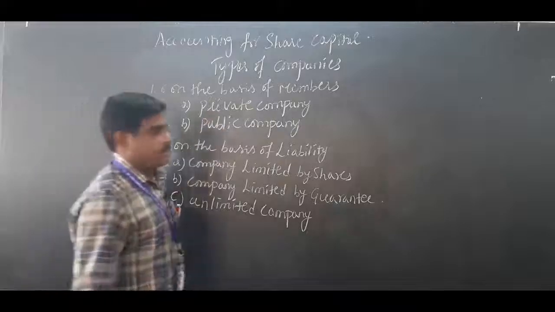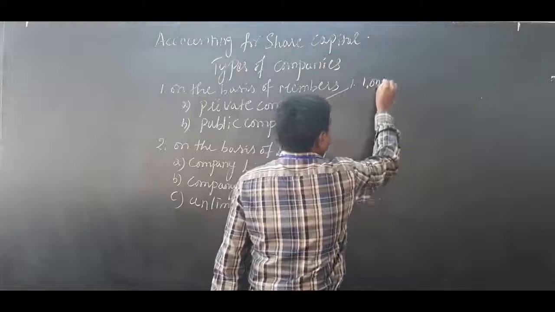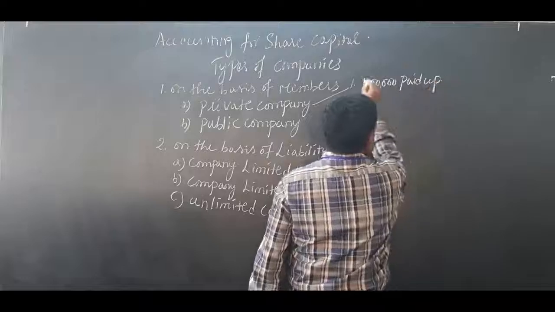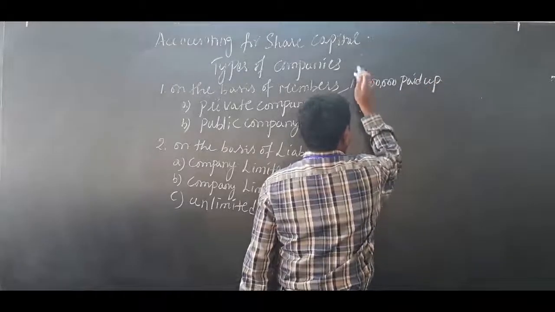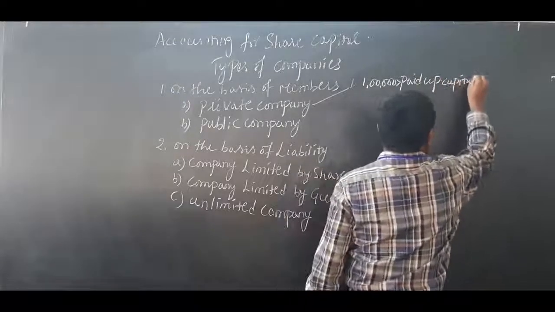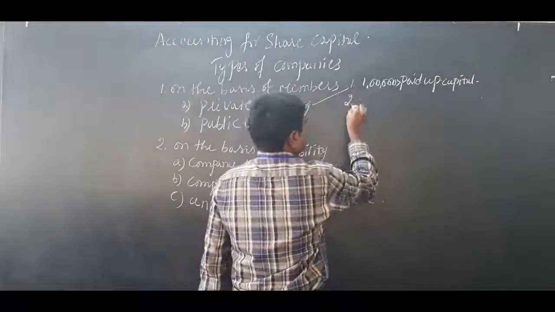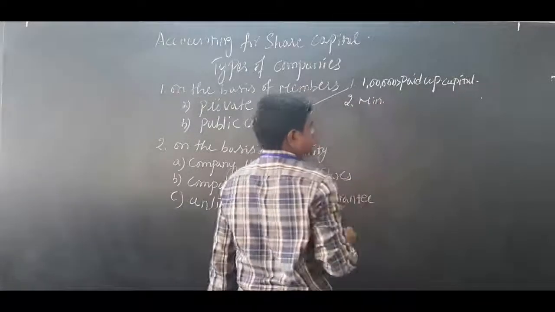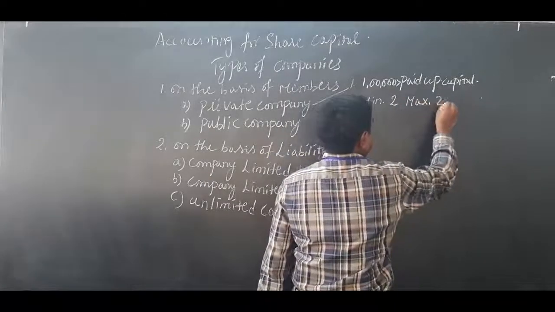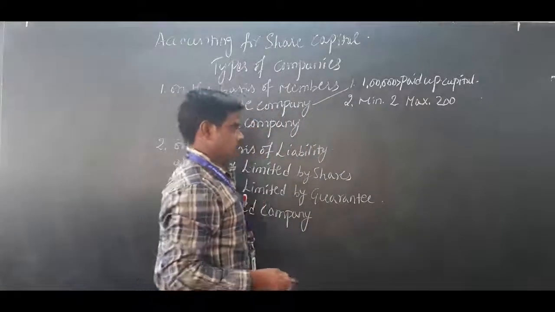Coming to the first one, on the basis of members, a company is divided into 2, private company and public company. What is the meaning of private company? A private company is a company having a minimum paid up capital of rupees 1 lakh or more, which you have studied in first PUC. Number 2, minimum members should be 2 and maximum members should be 200. In a private company, minimum 2 and maximum 200.